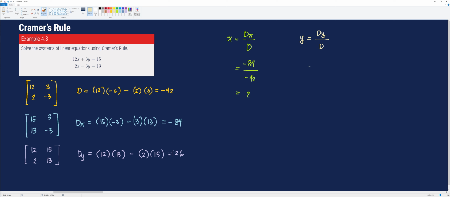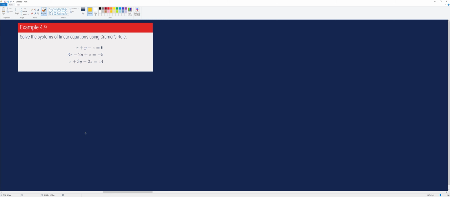And for y, we have 126 divided by negative 42, which is equal to negative 3. Therefore, the solution of the system of linear equations is 2, negative 3. Let's consider another example, which is given here.